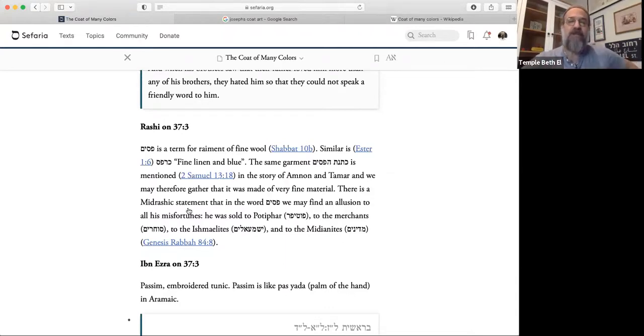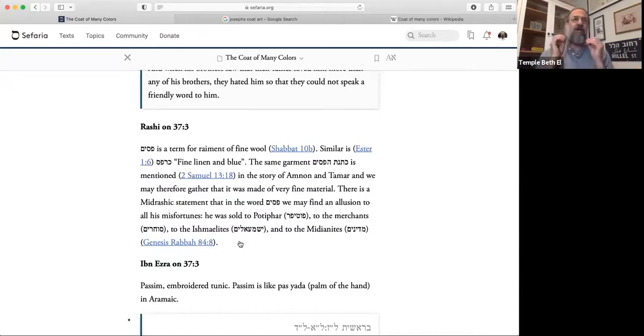And Rashi continues, there's a midrashic statement that in the word pasim, we can see an allusion to all of his misfortunes. This is really interesting, the Midrash plays around here with the letters. The letters of the word pasim are going to stand for four different groups that Joseph encounters badly. Potiphar, that's the guy who gets him thrown in prison in Egypt. The Socharim, the merchants to whom he is sold. The Yishmaelim, the Ishmaelites to whom they sell him, and the Midyanim who bring him down to Egypt. They're all different people in the story here. And that comes from the Midrash Rabbah on Genesis.